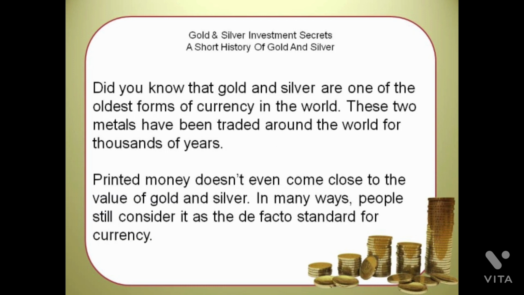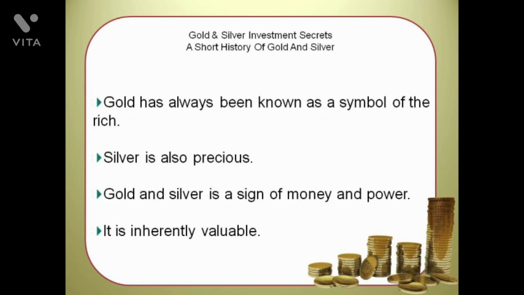Did you know that gold and silver are one of the oldest forms of currency in the world? These two metals have been traded around the world for thousands of years. Printed money doesn't even come close to the value of gold and silver. In many ways, people still consider it as the de facto standard for currency. In the past, gold has always been known as a symbol of the rich and the elite. Silver is also precious but in more functional ways. Gold, we see it as jewelry, and silver as silverware.